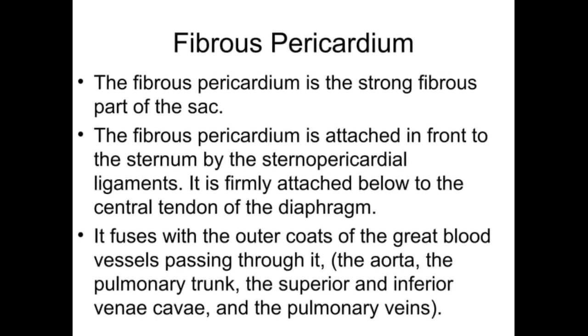The fibrous pericardium. Fibrous pericardium is a strong fibrous part of the sac. It is attached in front to the sternum by the sternopericardial ligament and is also attached below to the central tendon of the diaphragm. It also fuses with the outer coat of great blood vessels passing through it: the aorta, pulmonary trunk, superior and inferior vena cava, and pulmonary veins.